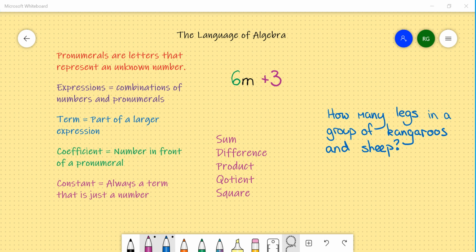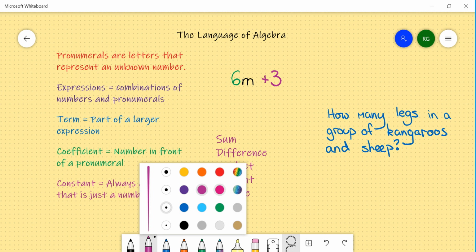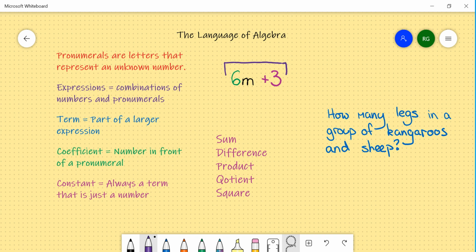In purple, I've written expressions are the combinations of numbers and pronumerals. So in the example that I've given you, 6m plus 3, the whole thing is an expression. If it had an equal sign, we would call that an equation.